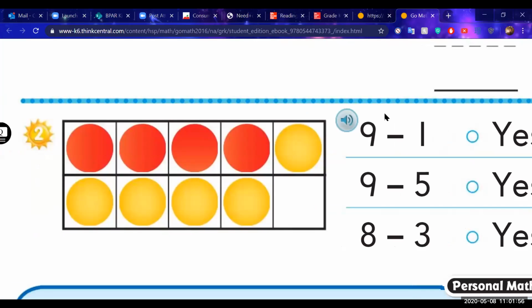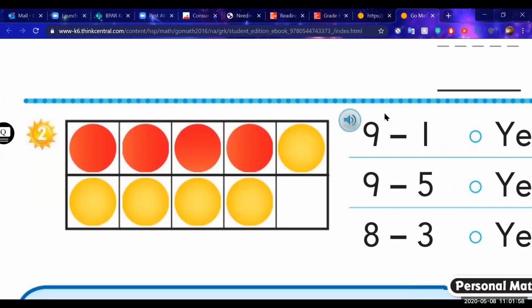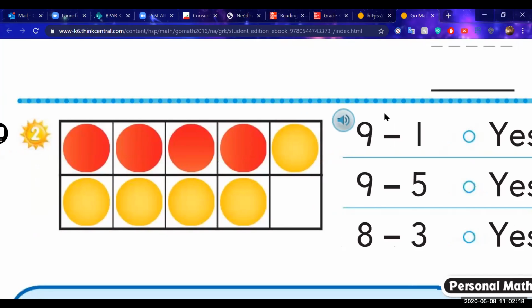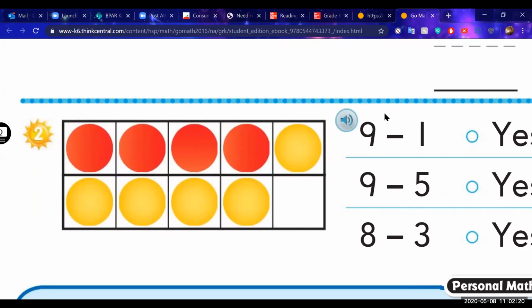For number 2, I want you to count all the counters that you see. Now for this problem, you don't need to write it down. So go ahead and put your pencil, pen, or marker down. Count all the counters that you see. How many counters are there altogether? That's right, there's 9.